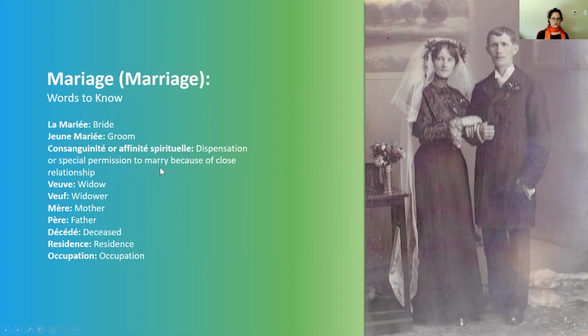So the Catholic Church required permission in some cases. For example, if a stepdaughter were to marry her stepfather after her mother died, or if first cousins were to marry, a lot of times it will give you what the relationship was, and there will be permission from the parish priest or the bishop of the area allowing them to be married despite their close relationship.